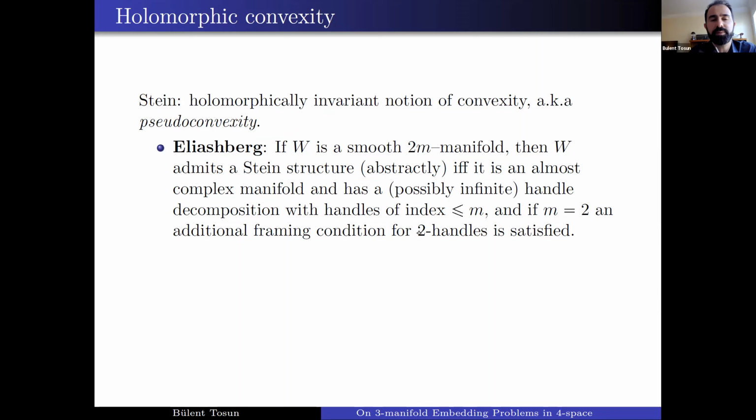Maybe before I move on, let me give an example, because this will be helpful later on. We might think of many examples of a Stein manifold, but maybe a non-example will be something like this. Think about S2 cross D2. This, for example, cannot be given a structure of a Stein manifold or Stein domain.